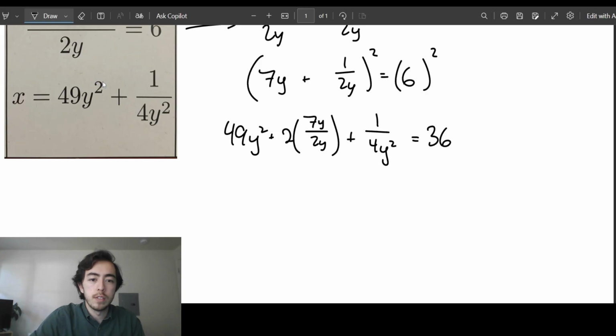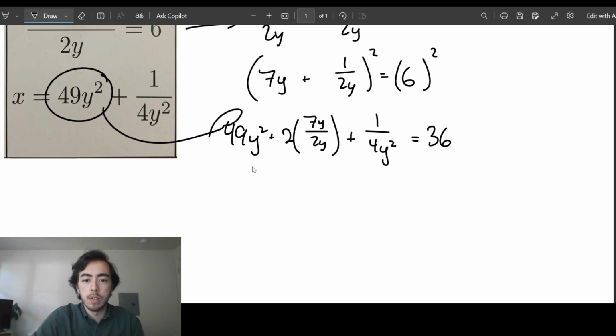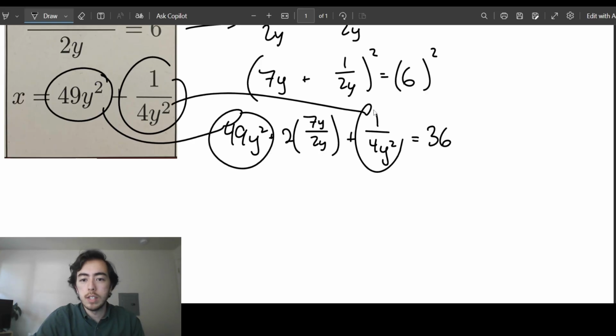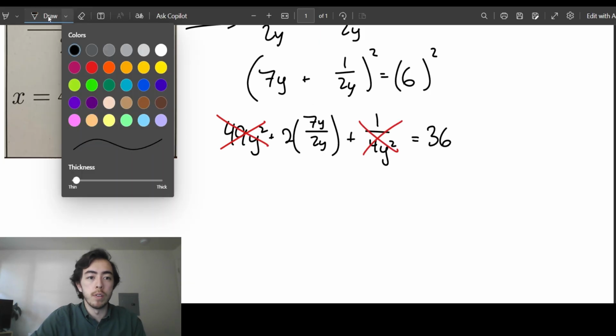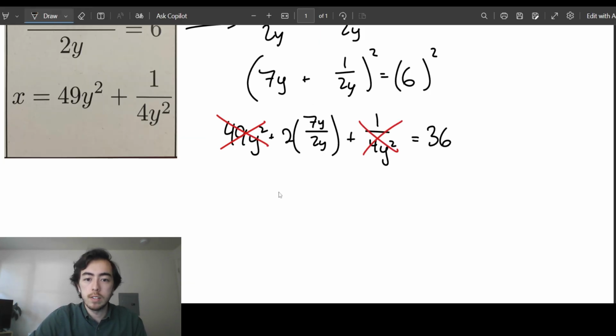And so this term is right here. This term is right there. And both of those added together equal x. So I can just use some substitution here and replace both of those with just the letter x. Oops, not x equals just yet, because I still haven't addressed this guy in the middle.